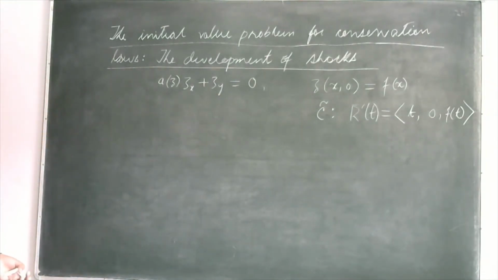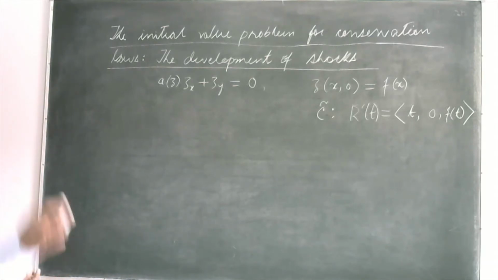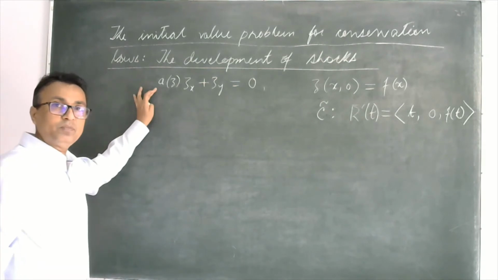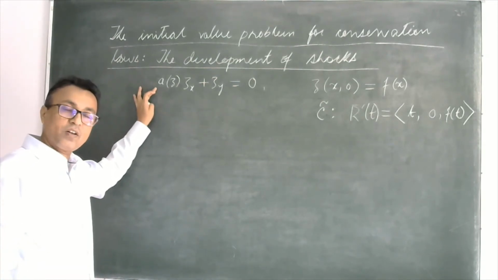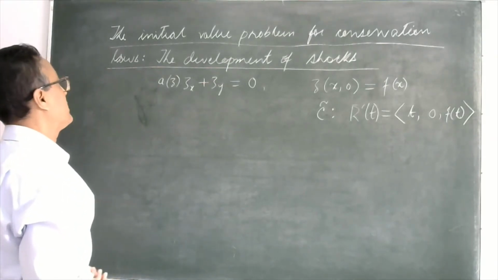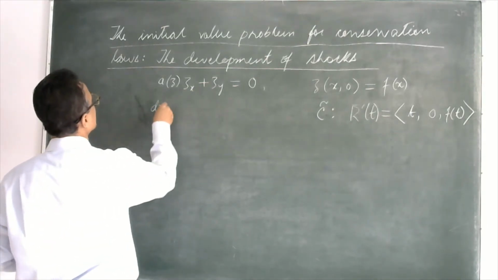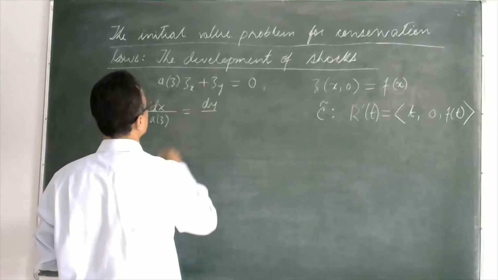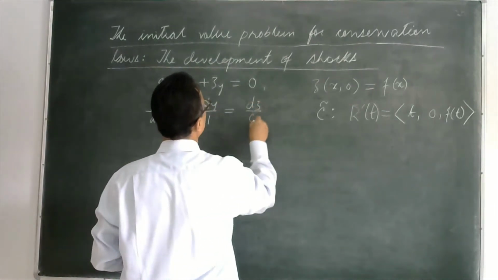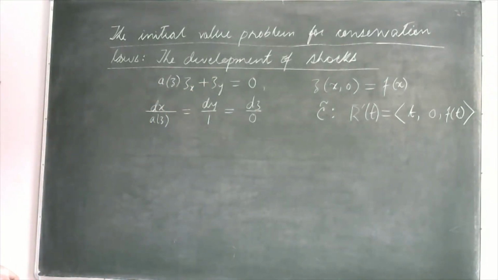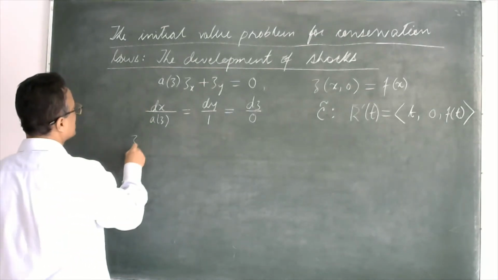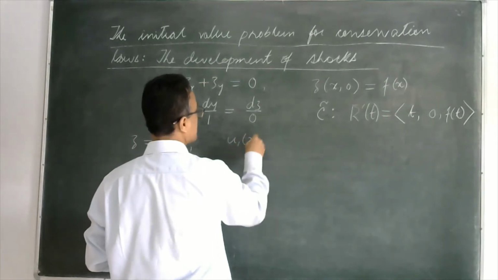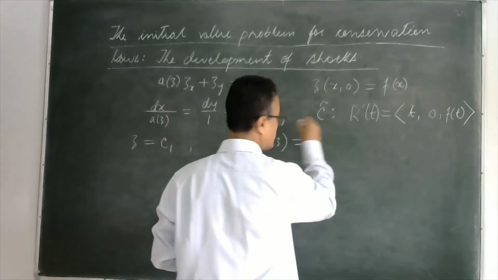Now, if I want to solve this problem, you already know from our earlier classes that this initial value problem always has a unique solution. Now, how do you find that unique solution? As before, we are going to rope in the auxiliary equations, dx by 1 equal to dy by 1, equal to dz by 0, and from the last equation we are going to get z equal to c1. So the first integral, say u(x, y, z), I can simply write as c1.